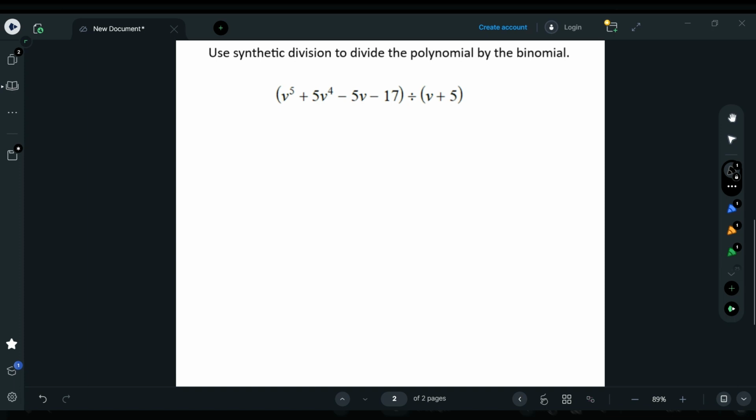Use synthetic division to divide the polynomial by the binomial. So here we have another synthetic division problem, and let's go ahead and set up our half rectangle here. Remember, the constant term in the binomial is our k value, and we're going to put that over here on the outside. Of course, we have to remember we're always going to change the sign. So since this is a positive 5, here I'm going to write it as negative 5.